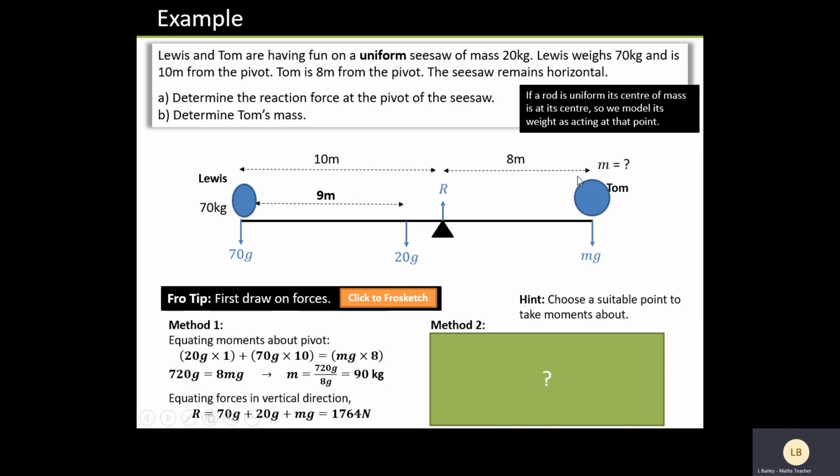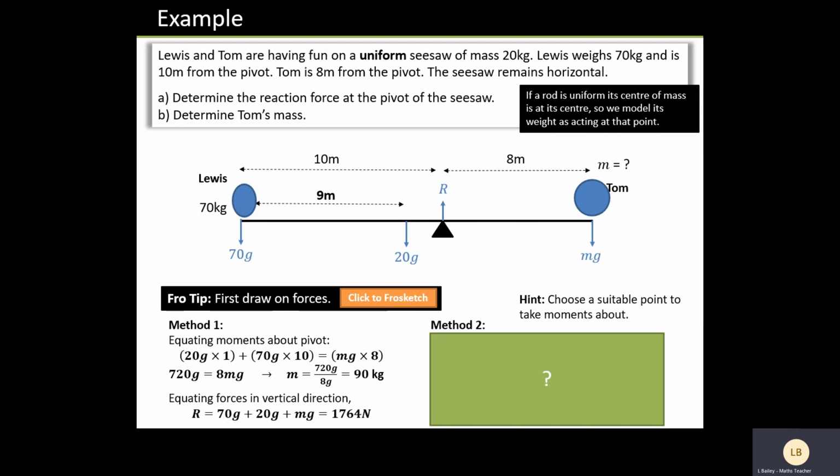In the clockwise direction, we've got Tom. We don't know what his mass is. His weight is going to be the unknown mass times g. The perpendicular distance from the line of action of the force is 8, so it's going to be 8mg. I've got an equation there with one unknown, which is the mass. So if I rearrange everything in the equation, I can solve to find that Tom's mass is 90 kilograms.